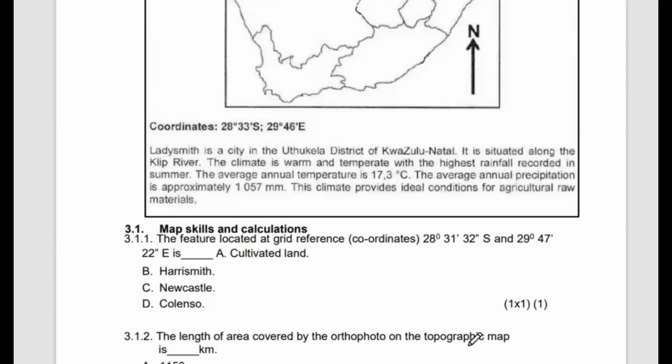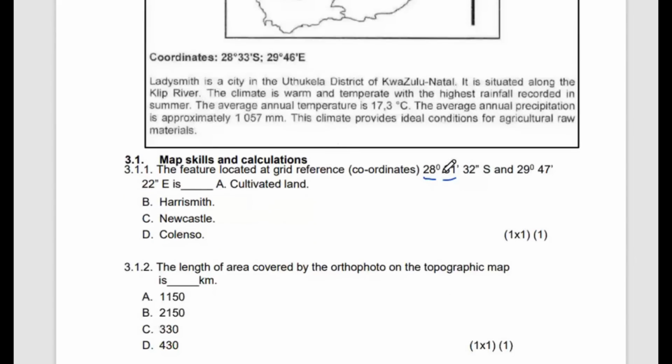The next question is saying, the feature located at grid reference, you must be able to read your coordinates from the map. Remember, the degree value is provided for you, and also your minute value is provided for you on the map. What you need to do is just to estimate the second value. If it's 32, it means it's slightly in the middle of the block in terms of latitude. Then 29, longitude 27, 47 minutes, and 22, it's slightly below the half mark of the line of longitude. So you can just check and figure out whether it is cultivated land, Harry Smith, Newcastle, or Colenso.